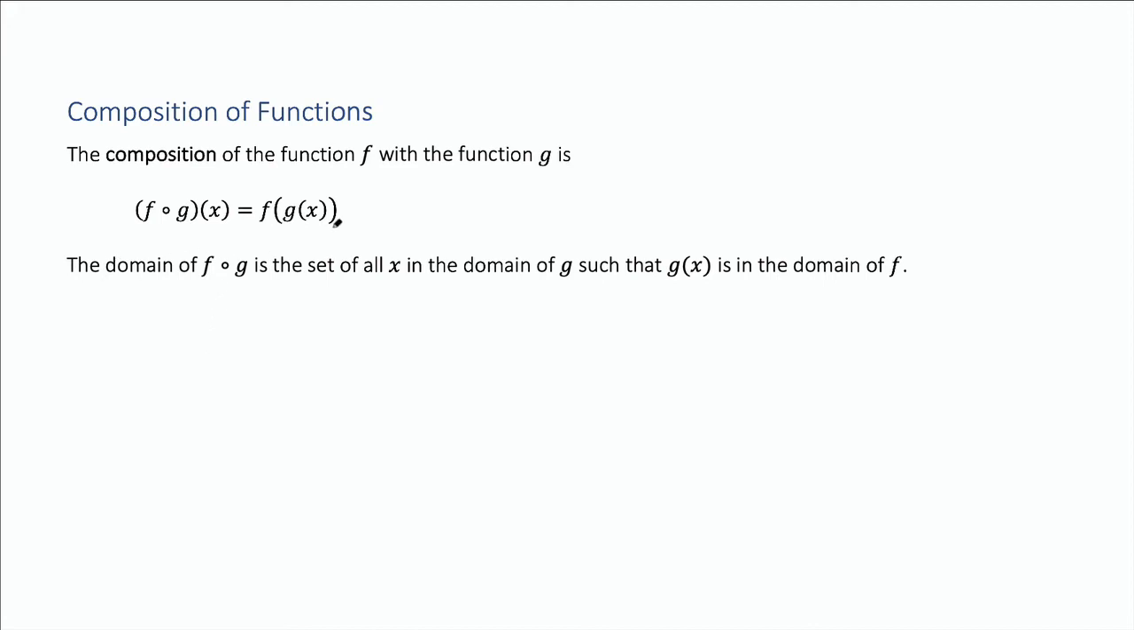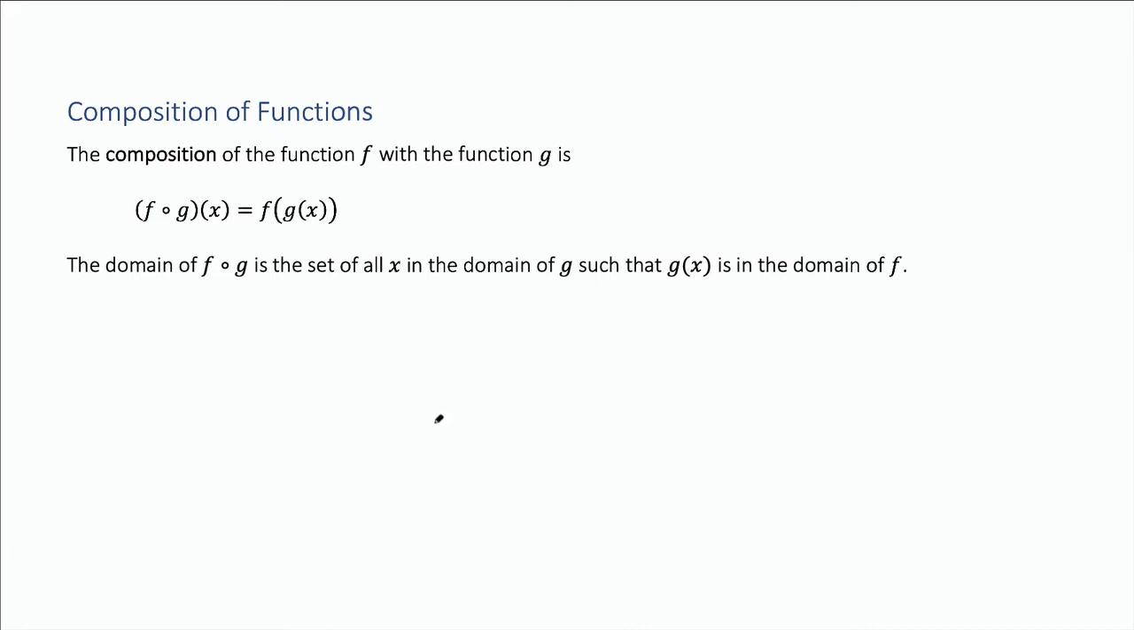The domain of f composed with g is the set of all x in the domain of g. We have to be able to plug them into g, such that g of x is in the domain of f. So there's two things to check here. Number one, you need to be able to plug your thing into the function g. So your domain for the composition will be a subset of the domain of g. But then we also have to make sure that whatever g spits out for that input is in the domain of f. I like to just draw a diagram for composition of functions.